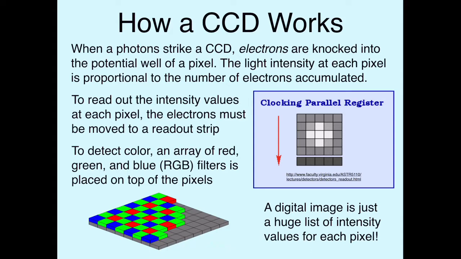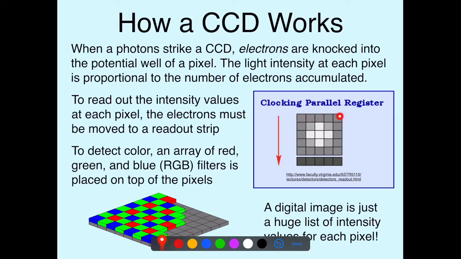Okay, so when we expose the picture, we basically have a bunch of electrons being stored in all of these different pixels. But then we have to read them out. We have to take those electrons and move them somewhere where we can read out their values. And so how do we actually do that? Well, this animation will show us.